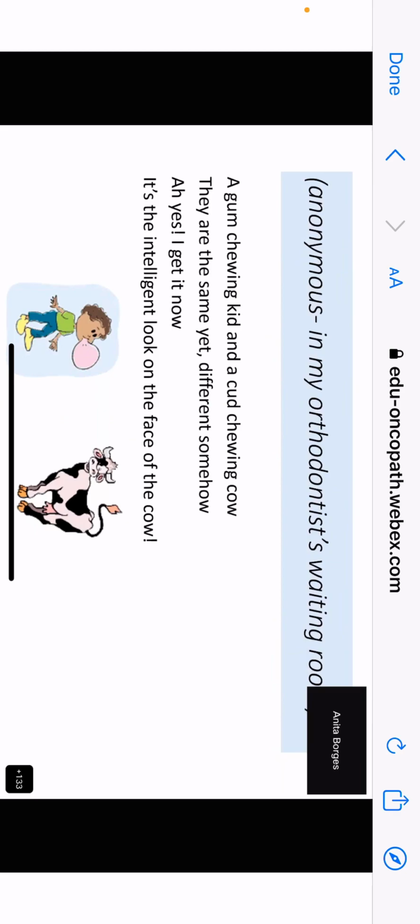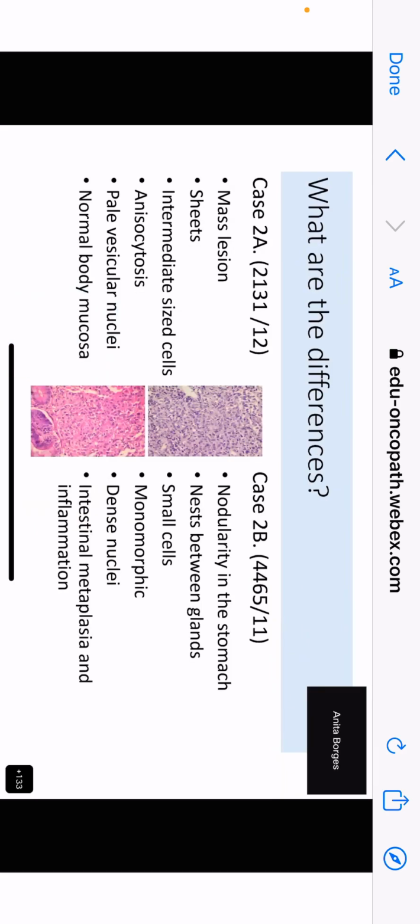So here we have two lesions, both of them looking more or less similar. So now we have to find the differences, and I have written down the differences for you. 2A, there is a mass lesion with sheets. In 2B, there was a nodularity in the stomach. You have sheets, you have nests. These are intermediate sized cells, these are small cells. There is anisocytosis here, this is monomorphic. Pale vesicular nuclei, and here the nuclei are dense. There is normal body mucosa, and here you have intestinal metaplasia and inflammation.